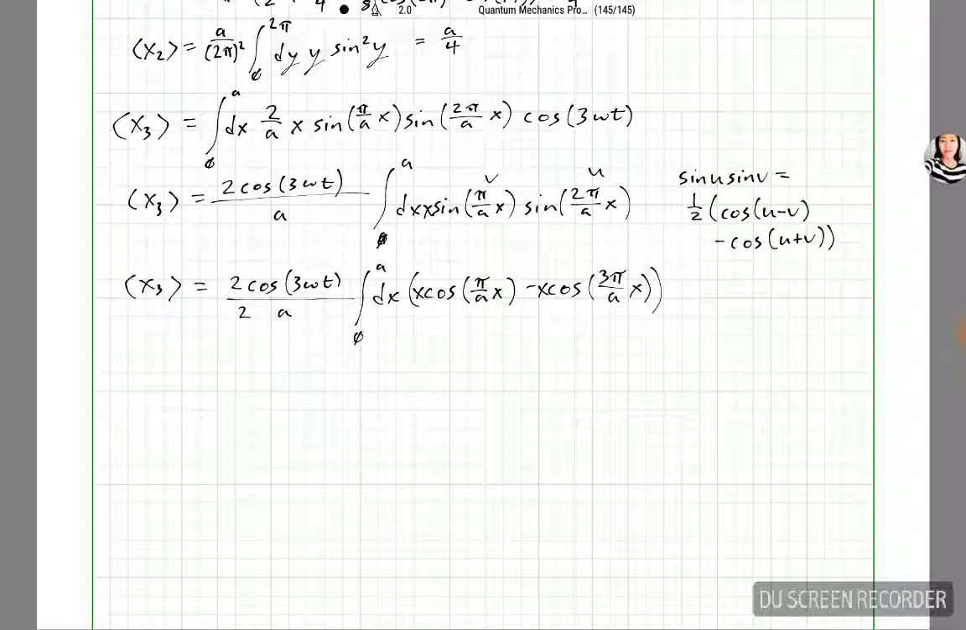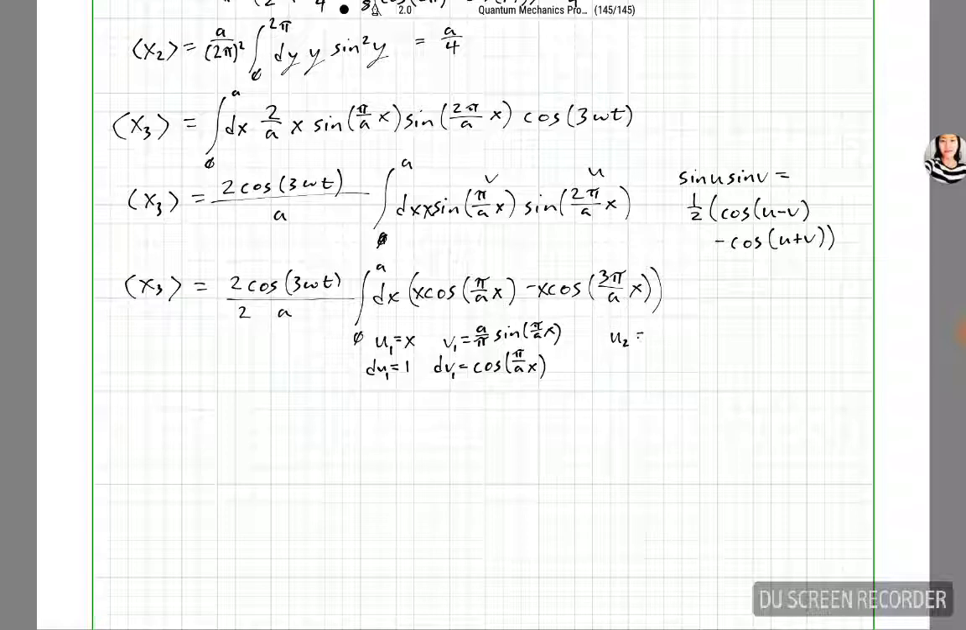So we have two different integrals here. The first one, I can say u equals x, so that du equals 1. So that means dv equals cosine pi over a x. So v is the integral of that, so that's a over pi sine of pi over a x. So I'll say those are 1s.